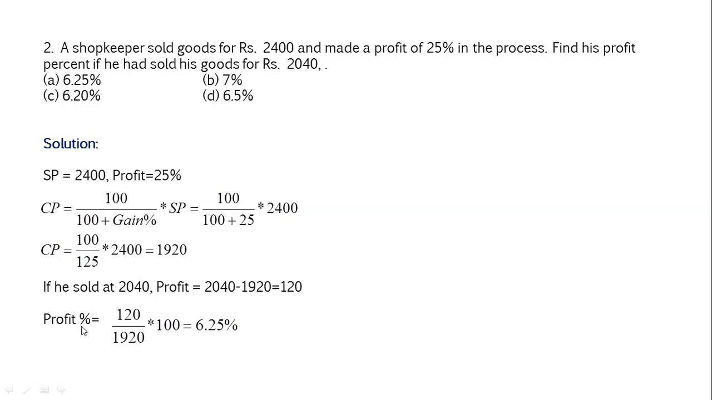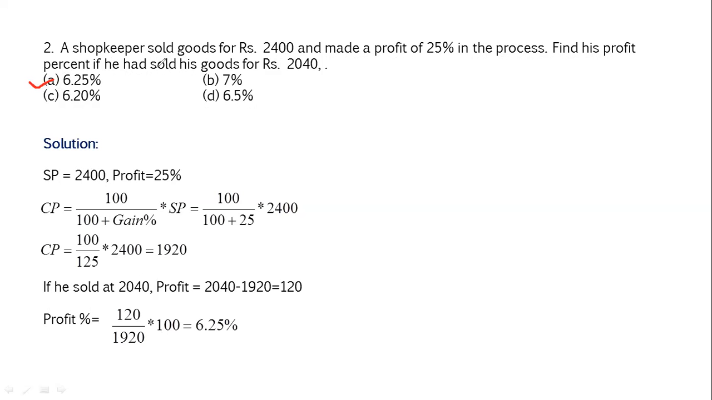And how can you calculate profit percentage? Profit divided by CP, that is cost price, into 100. Always in the denominator there will be CP. So 120 divided by 1920 into 100. If you do this calculation, you will get 6.25. So the answer will be option A, that is 6.25 percent. Very simple problems, based on basic formulas.